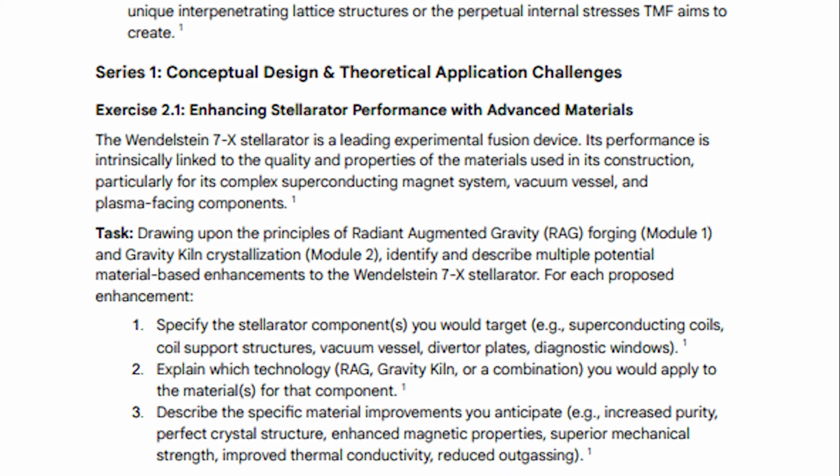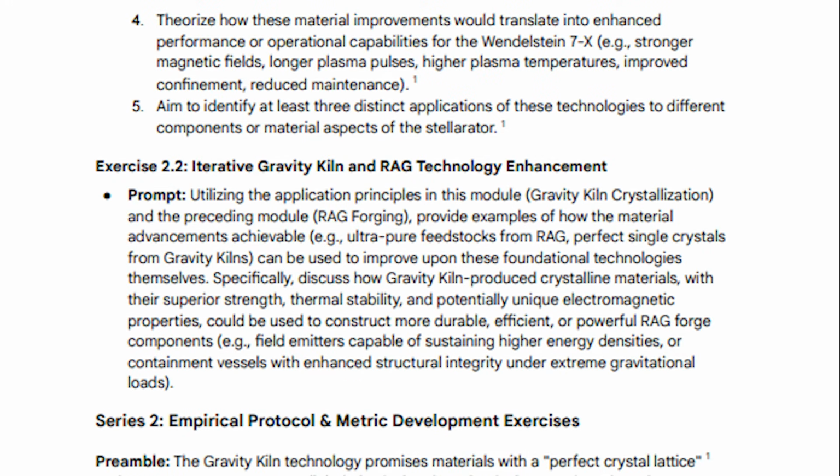3. Describe the specific material improvements you anticipate, e.g. increased purity, perfect crystal structure, enhanced magnetic properties, superior mechanical strength, improved thermal conductivity, reduced outgassing. 4. Theorize how these material improvements would translate into enhanced performance or operational capabilities for the Wendelstein 7-X, e.g. stronger magnetic fields, longer plasma pulses, higher plasma temperatures, improved confinement, reduced maintenance.